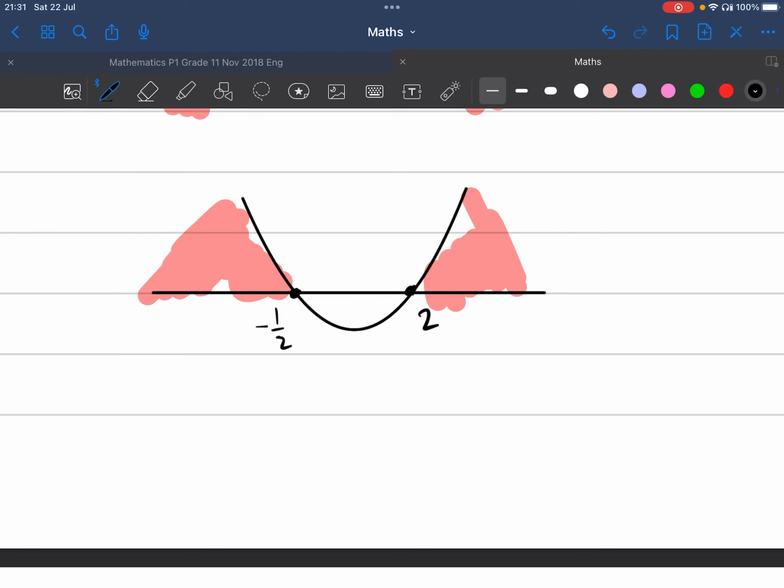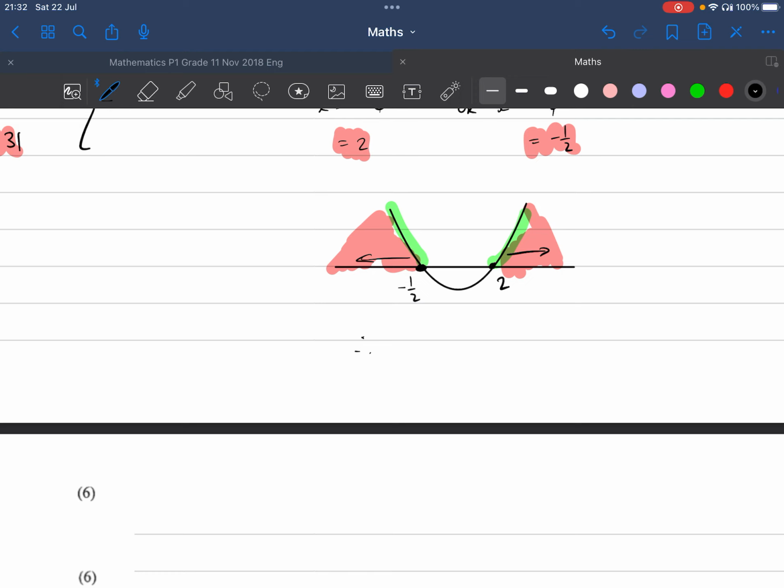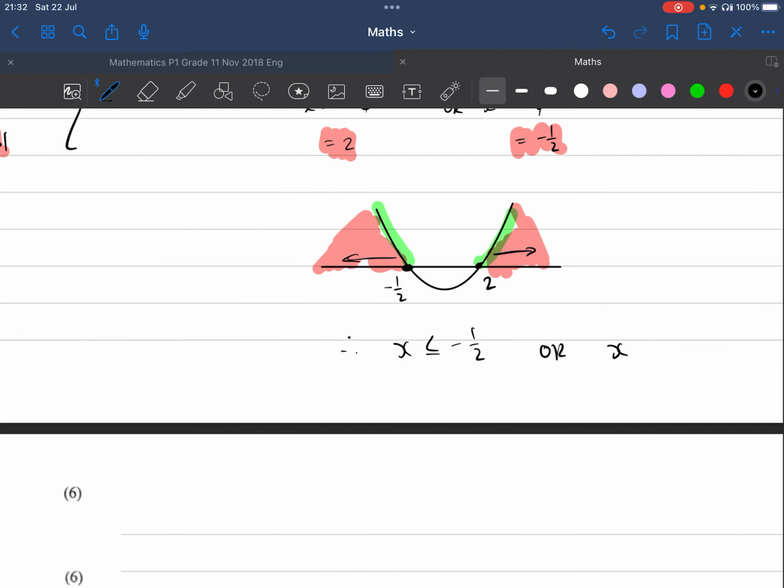Because if you look at it, everything beyond this x-intercept this way, the parabola is greater than 0, and anything beyond this point, it's also greater than 0. And obviously at the x-intercepts they equal 0, so that satisfies our two conditions. So we can see that therefore x either has to be less than or equal to minus half, or x has to be greater than or equal to 2. And that's our final answer.